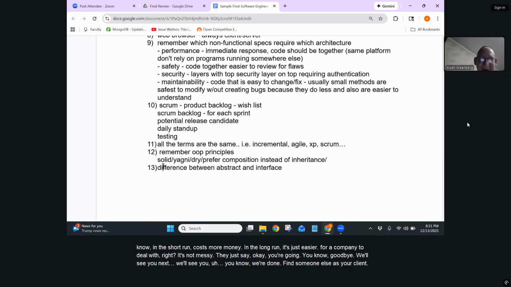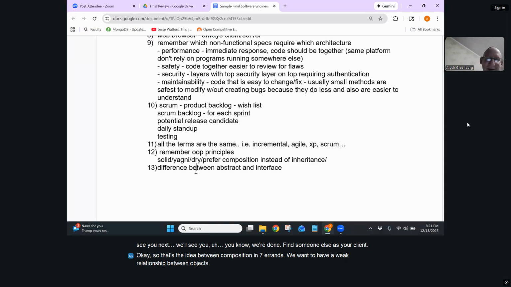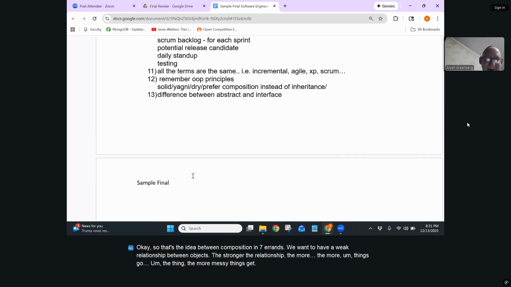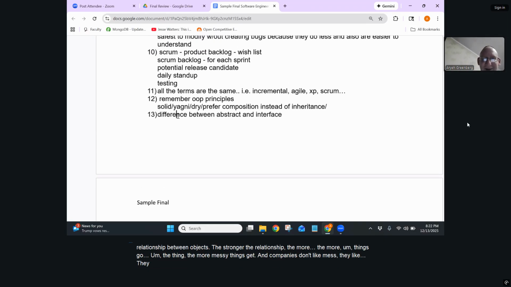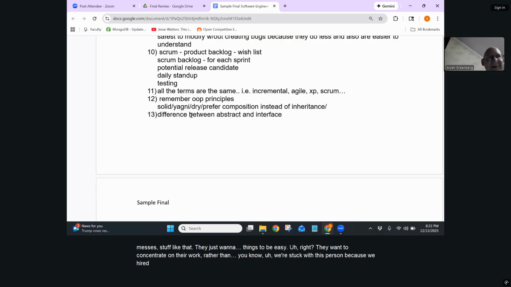Okay, so that's the idea between composition and inheritance. We want to have a weak relationship between objects. The stronger the relationship, the more messy things get. And companies don't like mess. They don't want to be involved in litigation, messes, stuff like that. They just want things to be easy. They want to concentrate on their work rather than, you know, we're stuck with this person because we hired them for a 5-year contract.